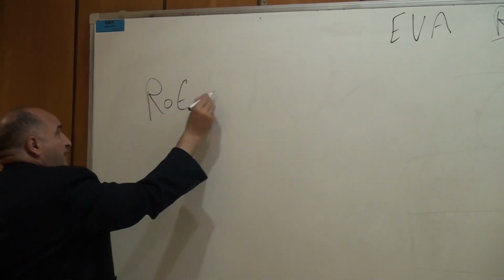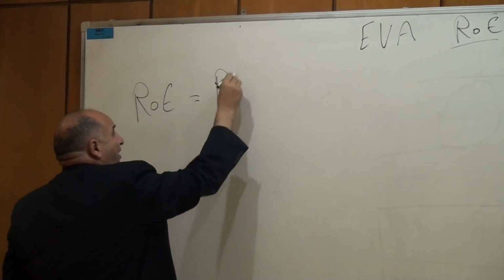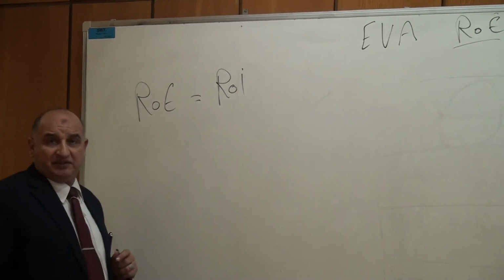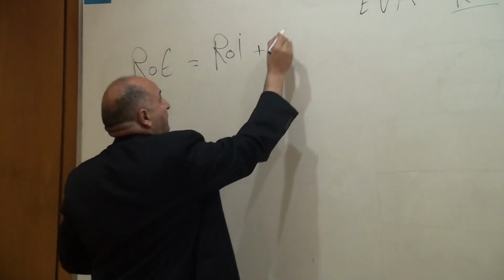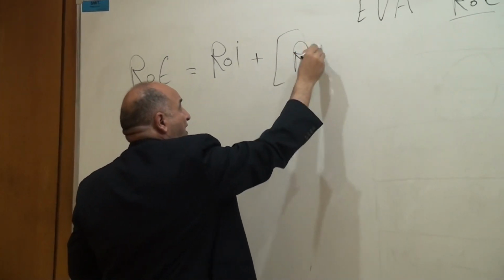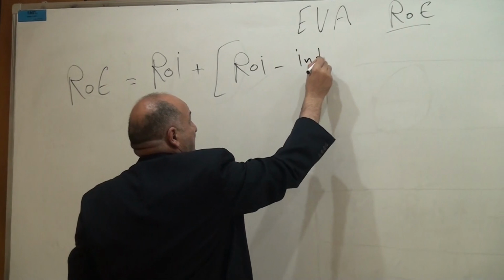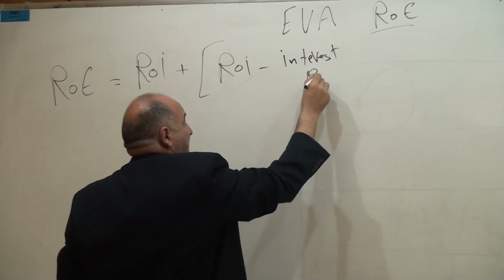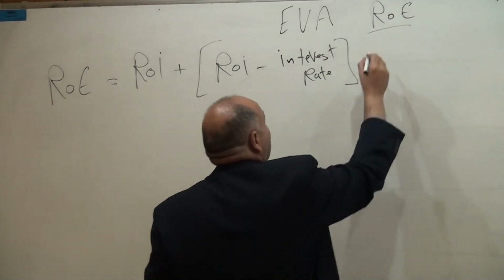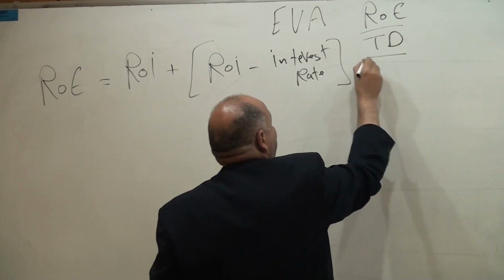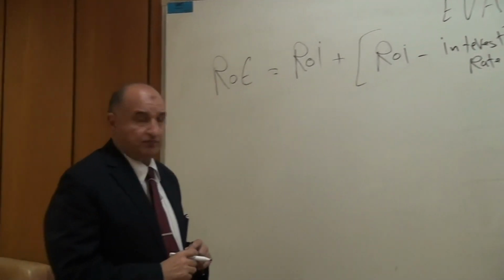ROE equals ROI, return on investment, plus ROI minus the interest rate, multiplied by total debt divided by total equity. A very important ratio.